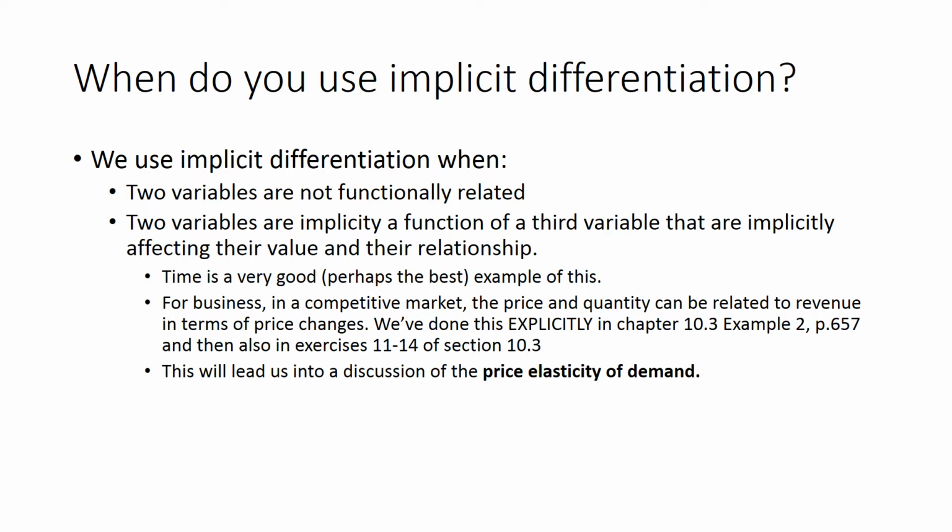Another example for business: in a competitive market, the price and quantity can be related to revenue in terms of price change. So we've done this explicitly in chapter 10.3 with example 2 on page 657. And then we've also done this in the exercise at the end of section 10.3, numbers 11 through 14. Lastly, this will lead us into a discussion of the price elasticity of demand.